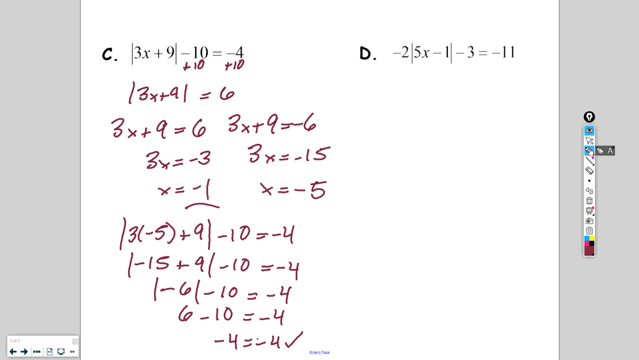All right, let's take a look at part D. In this one, we have multiple things happening outside the absolute value. We've got to get rid of those things before generating our two equations. All right, so the first thing that we could do is add 3 to both sides. If we're ever wondering what we do first, which one of these things we get rid of first, just imagine that this absolute value is just x.